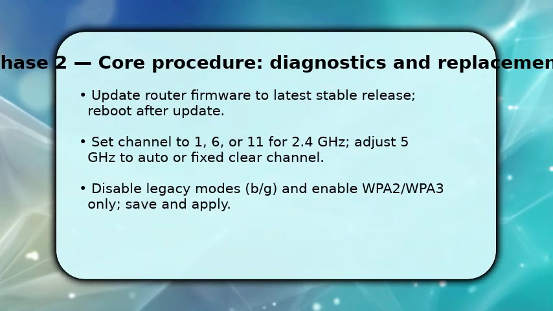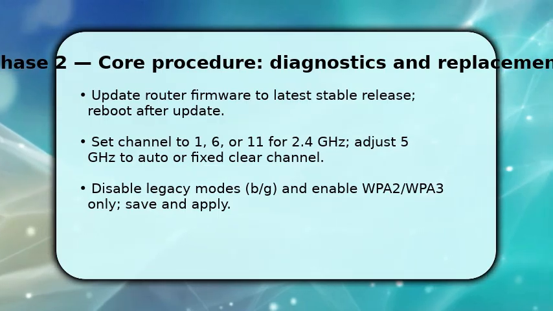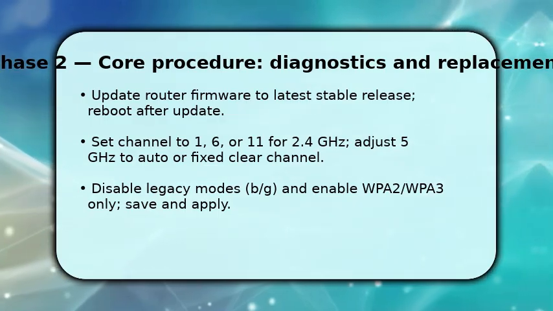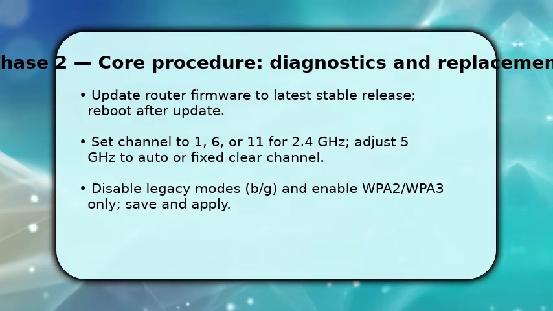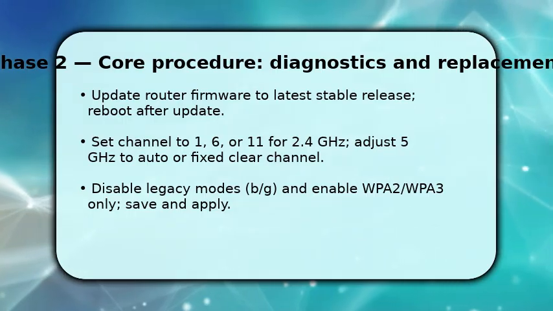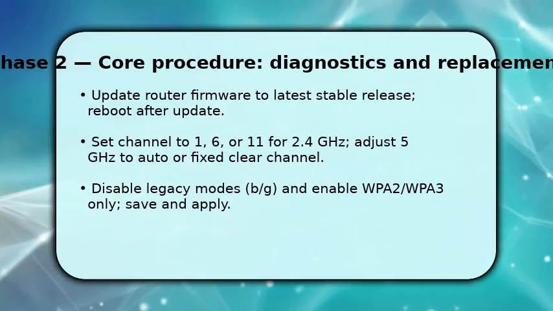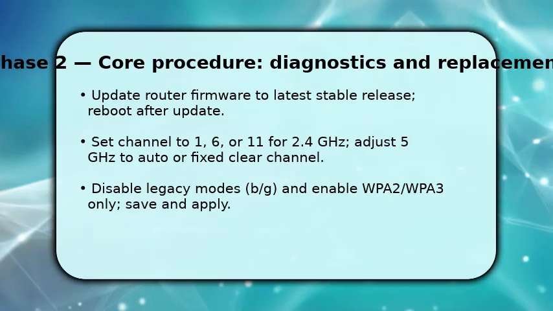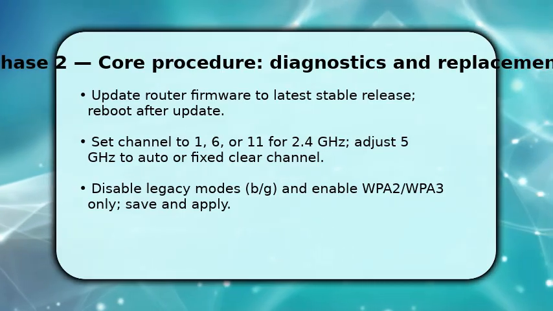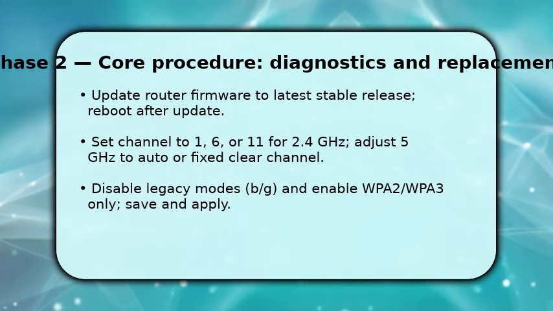Firmware fixes protocol-level bugs. Next, change wireless settings. Pick channel 1, 6, or 11 for 2.4 GHz to reduce interference, and set 5 GHz to a clear channel or auto. Make sure Legacy B/G modes are disabled and require WPA2 or WPA3 for security. This eliminates negotiation failures. After applying changes, reboot a final time and confirm.